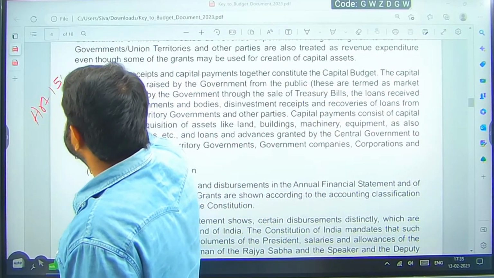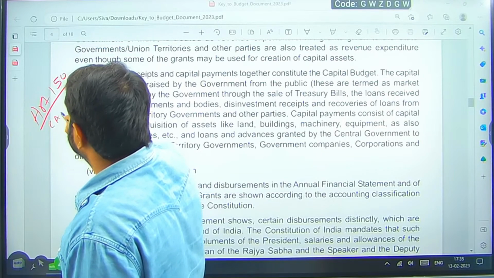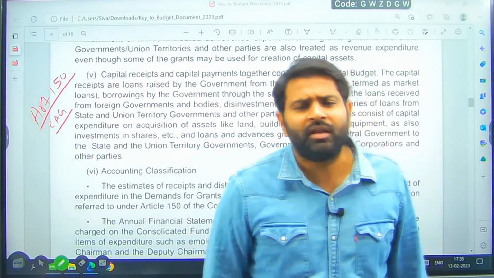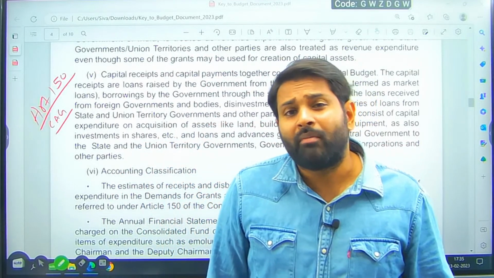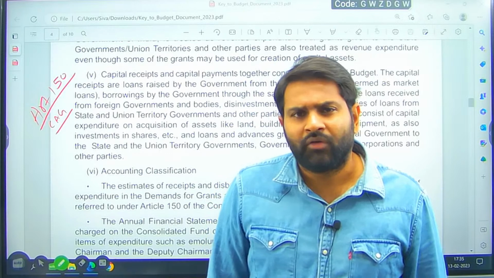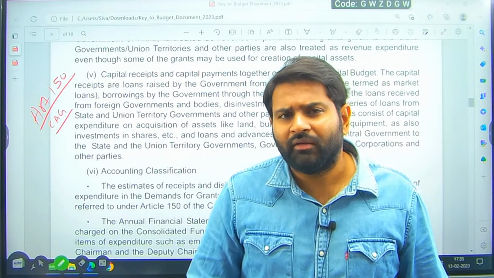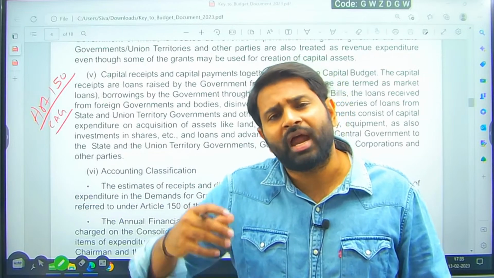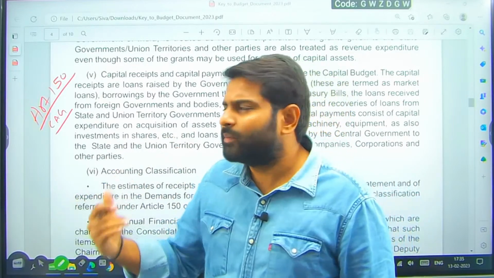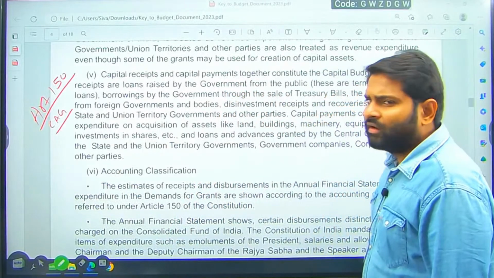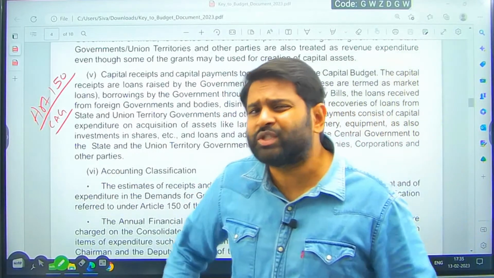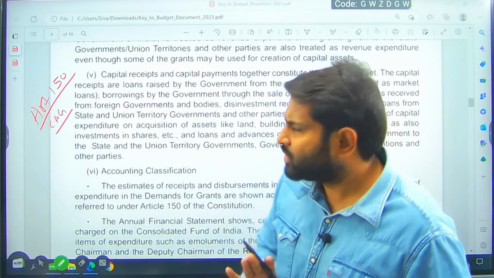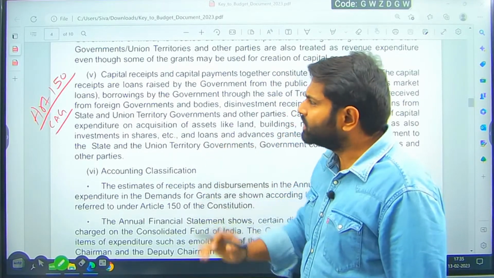Article 150 says the CAG, Comptroller and Auditor General, will decide the form of accounting in India. Normally for state governments and the center also, it will be decided by the CAG according to Article 150, because he is the auditor, he has to audit the accounts, so he tells the way it should be. So according to the Constitution, Article 150, it is the CAG.